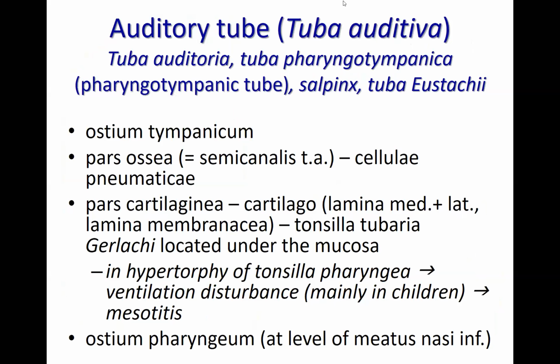And do not forget a very important piece of information in the nasopharynx, which is called the tubal tonsil. The tubal tonsil is a small accumulation of lymphoid tissue below the mucosa, just at the entrance to the auditory tube. In case we have hypertrophy of the pharyngeal tonsil, it can close the pharyngeal opening.